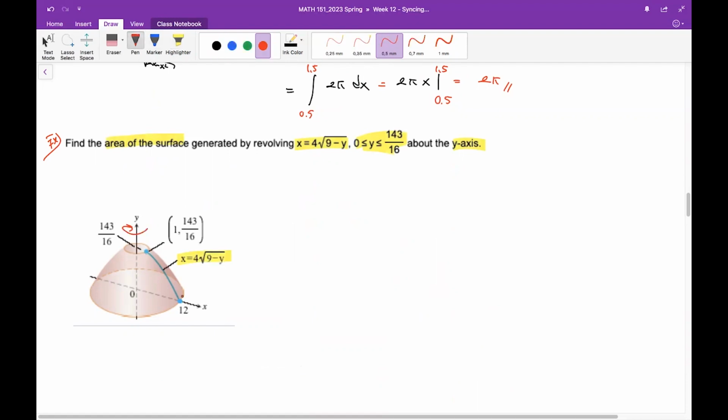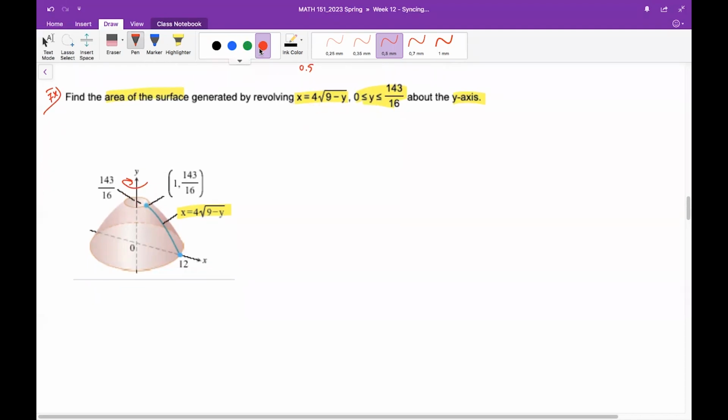This blue one is our curve. After revolving it around y-axis, you will obtain this brown surface area. It's a very nice picture. Now, to compute the surface area of it, I need to divide it into cylindrical strips like this, right? So this is the thin cylindrical strip that I am interested in.